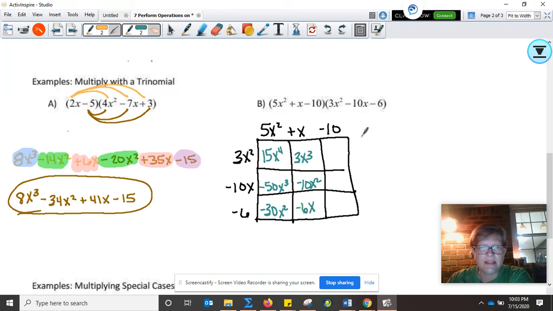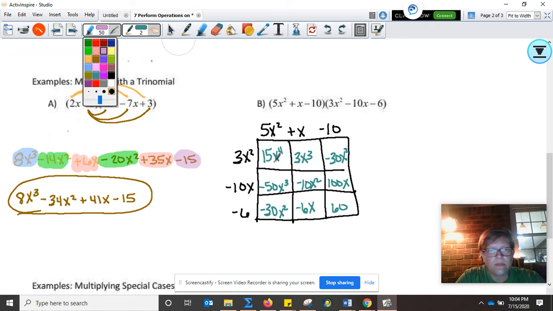Okay, now let's do the negative 10. Because basically what I'm doing is I'm distributing negative 10 to each one of those. Negative 30x squared, 100x, and 60.